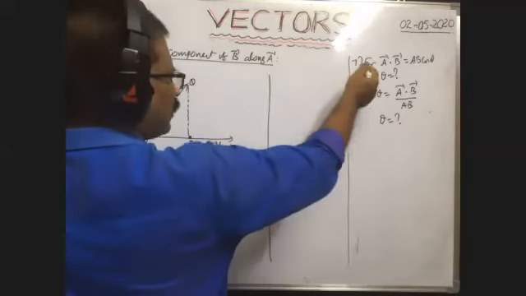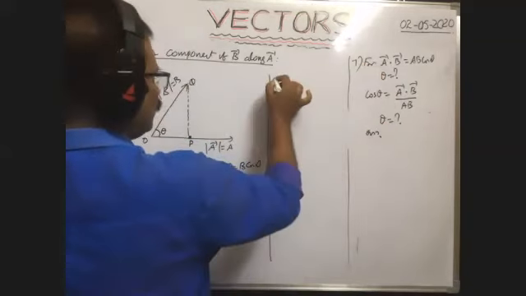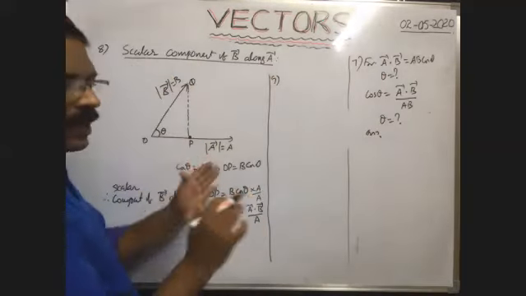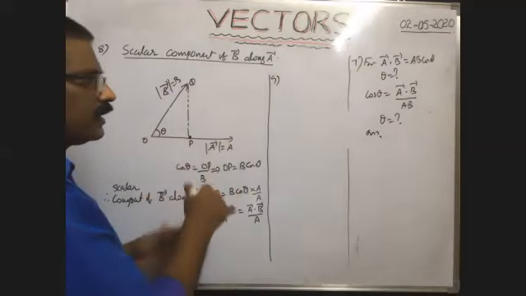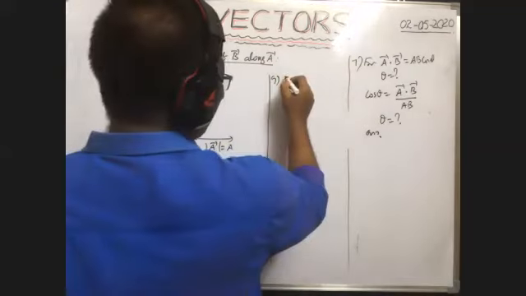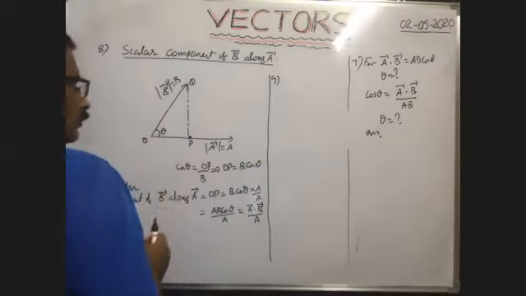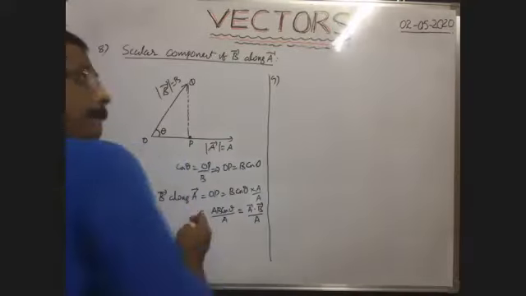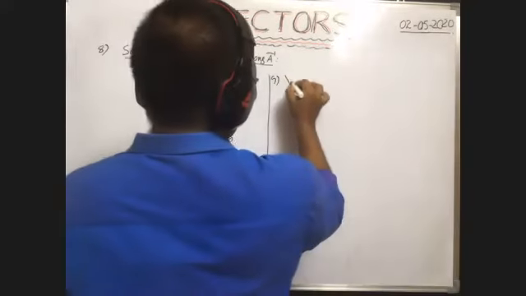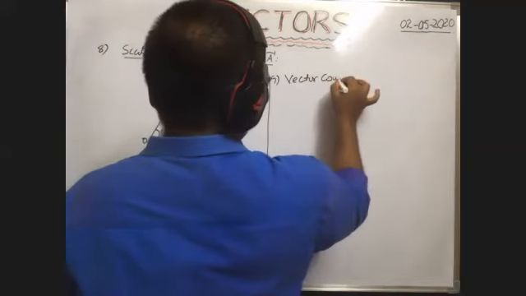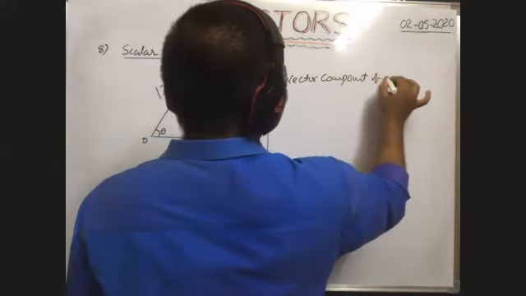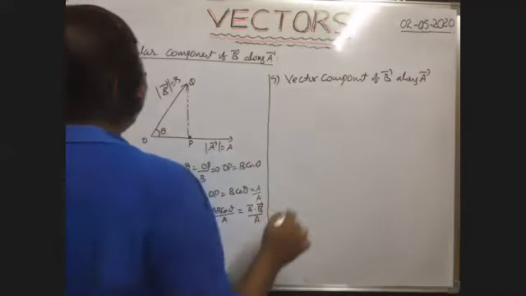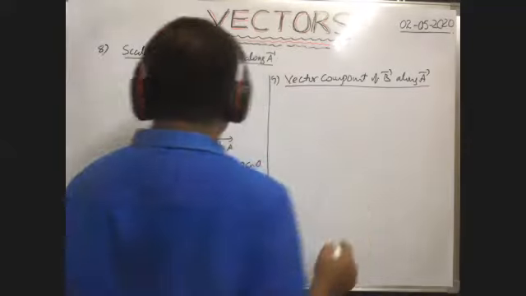Somebody asked for an example for this. I will give that example. Next, the 9th one. After this, the vector component of b bar along a bar. After it is completed, then I will explain that one. So, vector component of b bar along a bar.